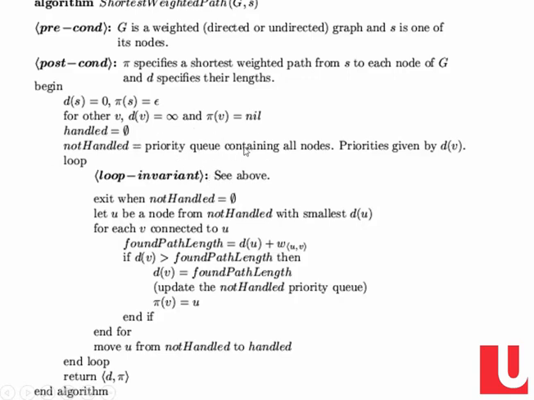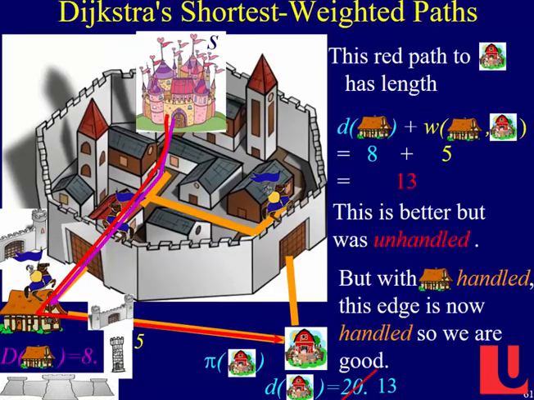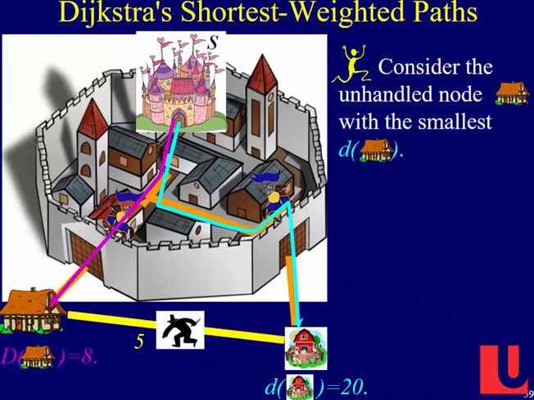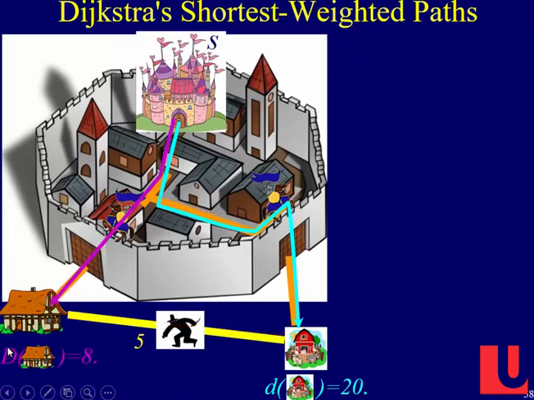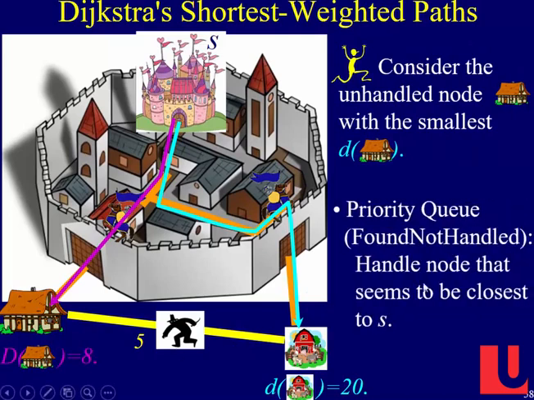The loop invariant? This here? Well, let's do it here. All right, so here, what's our loop invariant? We have the answer for everybody in here, and for these guys outside, the d gives you the shortest handled path, right? And then what we're going to do is grab the guy out of the priority queue that has the smallest d. So we're grabbing this cottage because, see, it has the smallest d. And then we handle it.